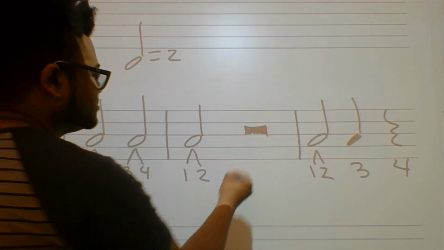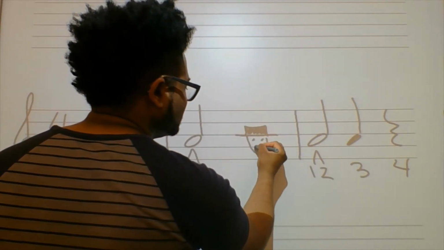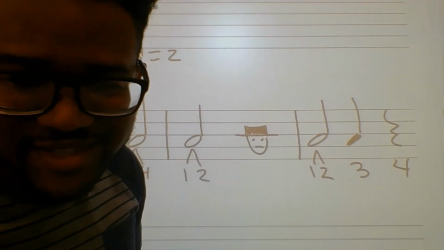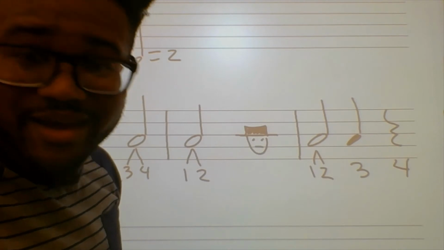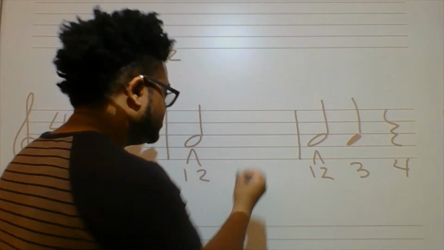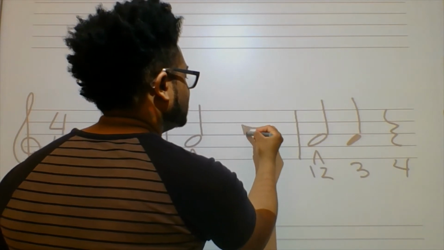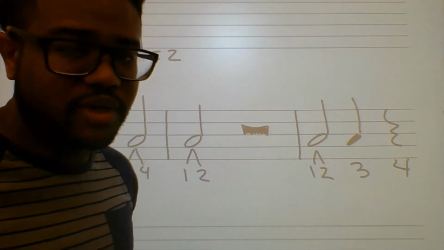Watch this. See? It looks like a hat. Half hat. Half rest looks like a hat. And a half rest also gets 2 beats. So when you see a half rest, be quiet for 2 beats.